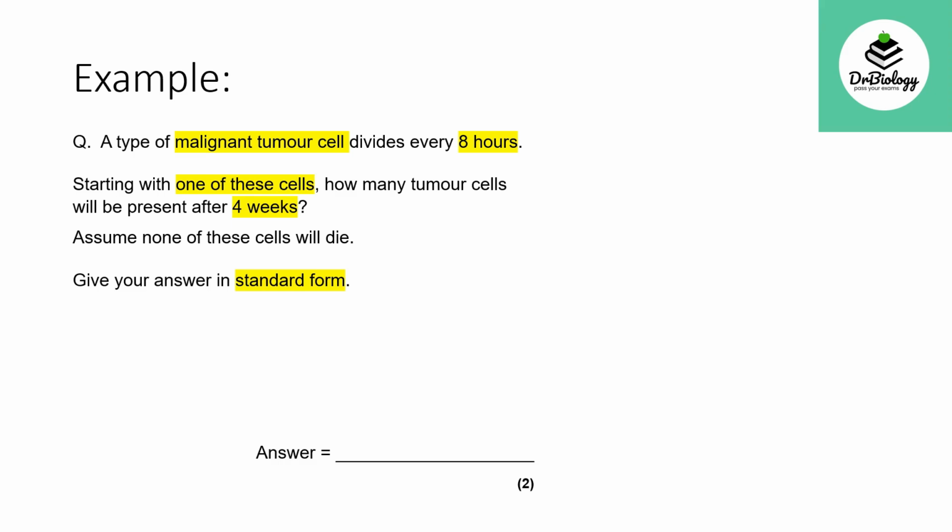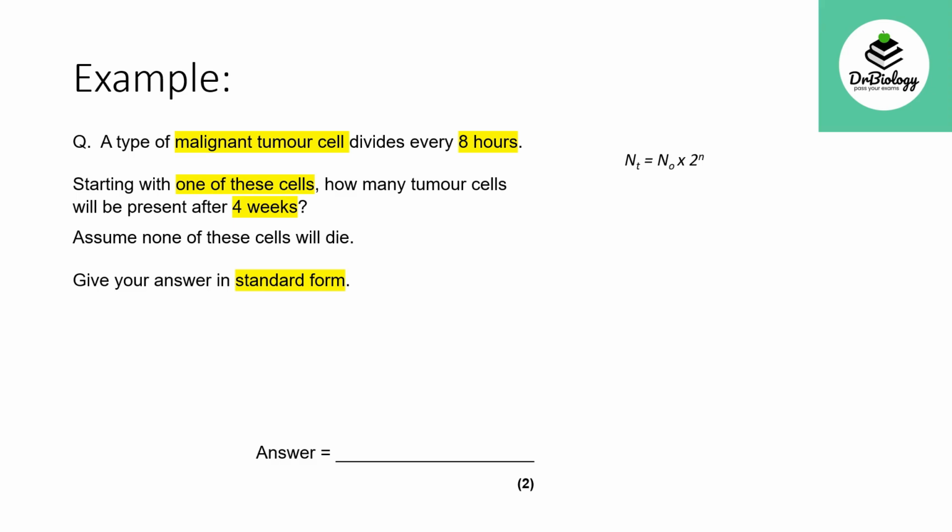So here's an example. A type of malignant tumor cell divides every 8 hours. Start with one of these cells. How many tumor cells will be present after 4 weeks? Assume none of these cells will die, which is important. Give your answer in standard form. So let's look at our calculation.